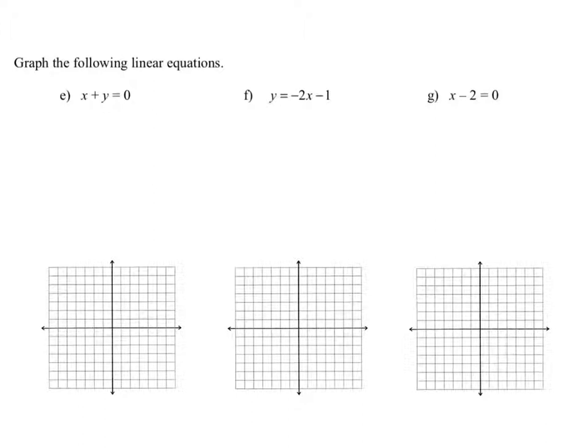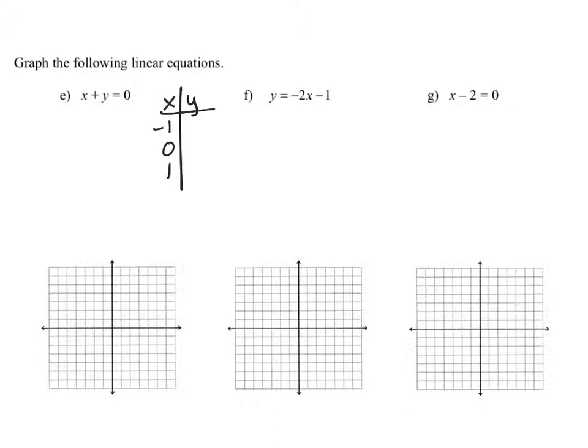Let's graph the following linear equations. We can do that by making our own chart. The first equation we see is x plus y equals 0. When I make a chart, I like to begin with a table using x and y, and then I usually like to choose some positive numbers, some negative numbers, and zeros. So I can begin with, say, -1, 0, and +1 for x, and then I'm going to plug those in to find the y values.